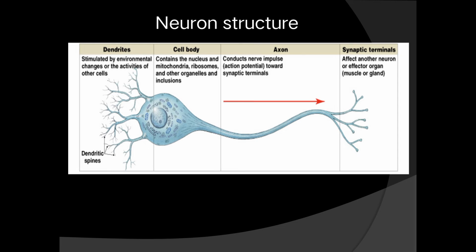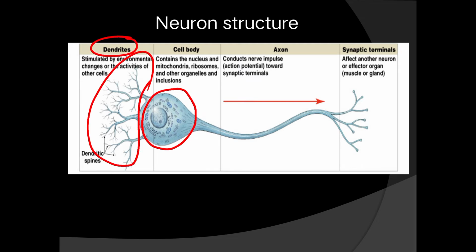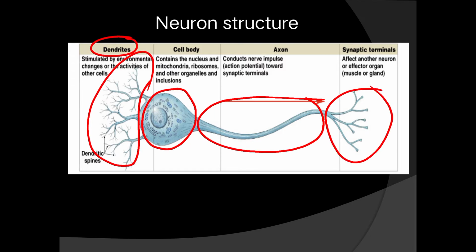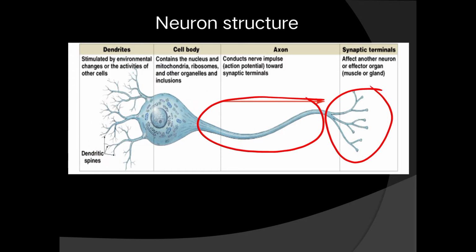So with this we can see here the neuron structure. What is visible here? This is the cell body of the neuron. These are the dendrites in this location. This is the axon, and this is the synaptic terminal.